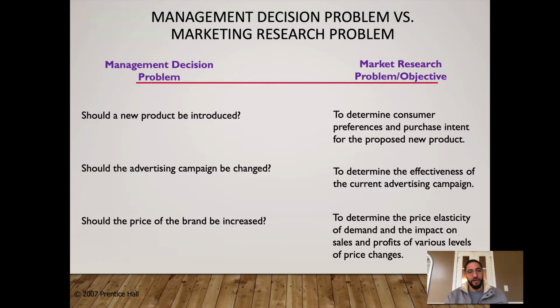So some good examples here. You'll hear questions from your stakeholders, your CMO, about, should we introduce a new product? Should we launch a new product into the marketplace? Okay, that would translate to a market research objective, something like to determine consumer preference and purchase intent for the proposed new product. Okay. Should the advertising campaign be changed? Should we change the creative, for example, in this advertising campaign? On the objective side, we would say something like to determine the effectiveness of the current advertising campaign.